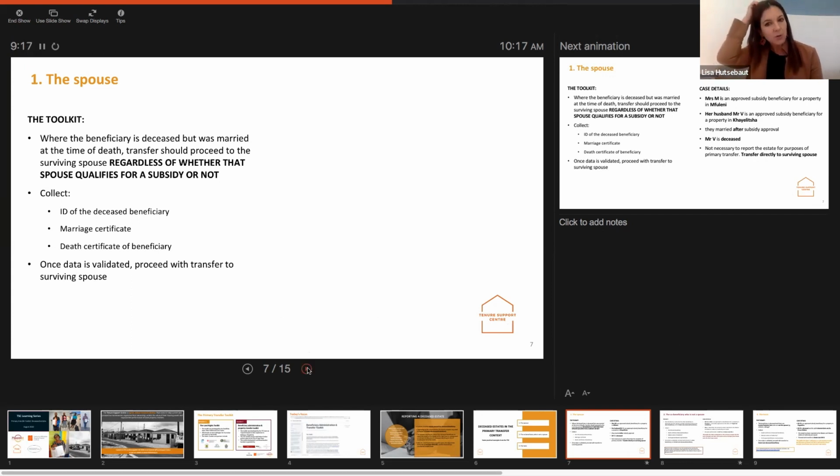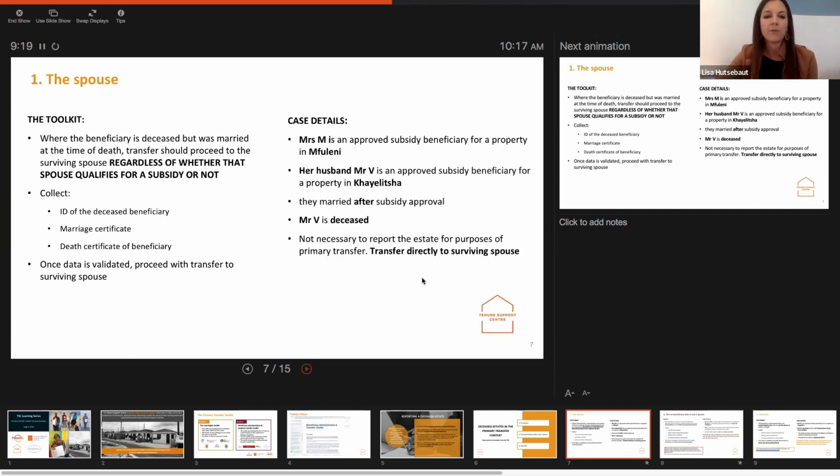I want to talk you through an example of a particular case that we had. Mrs. M was an approved subsidy beneficiary for a property in Mfuleni. By the time she came to us and by the time this all became relevant, she had already received transfer of her Mfuleni property. Her husband was Mr.